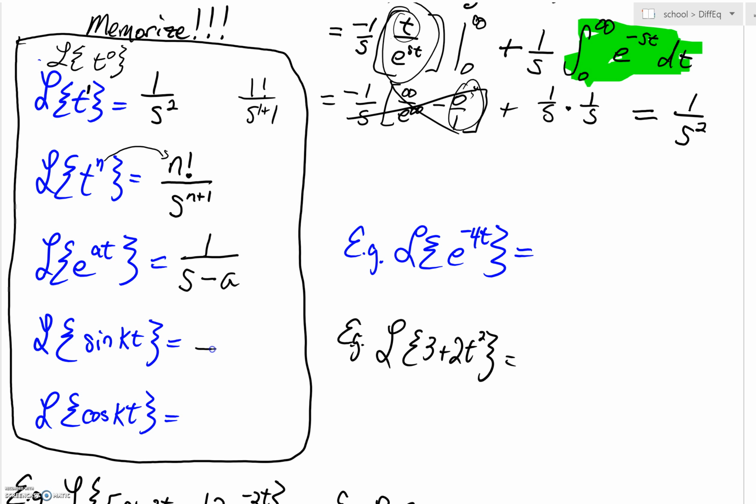If you were to integrate sine of kt in this same fashion, this might be a little surprising. You'd get k over s squared plus k squared. And finally, the last one that we need to memorize is the transform of cosine of kt. That will be s over s squared plus k squared.